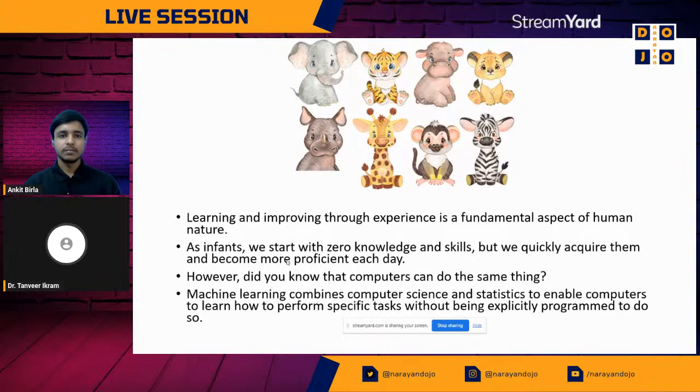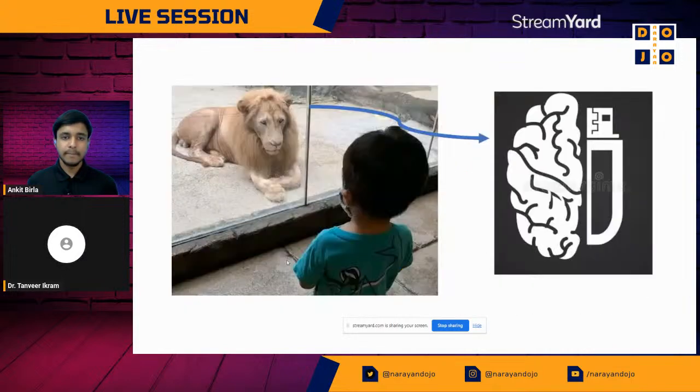Machine learning combines computer science and statistics to enable computers to learn how to perform a specific task without being explicitly programmed to do so. Okay, this is the theoretical part. You don't have to worry much, but it was important just to let you know.